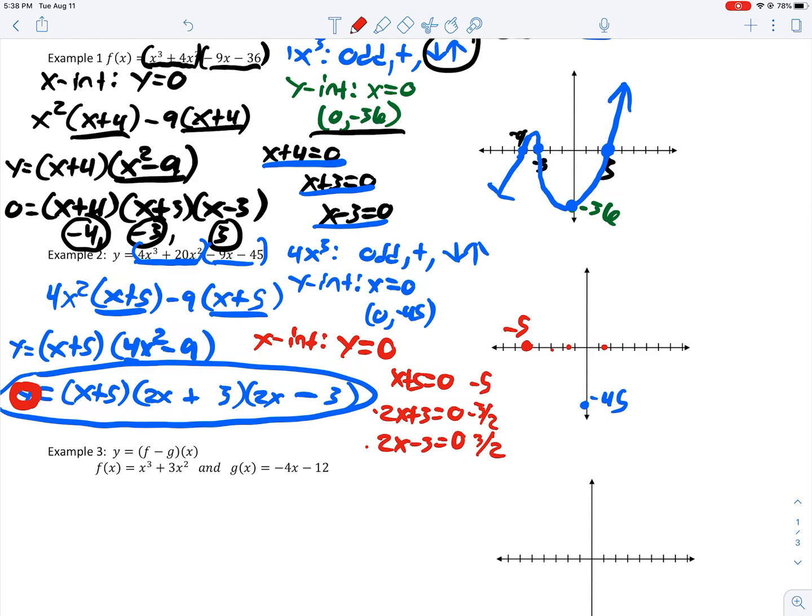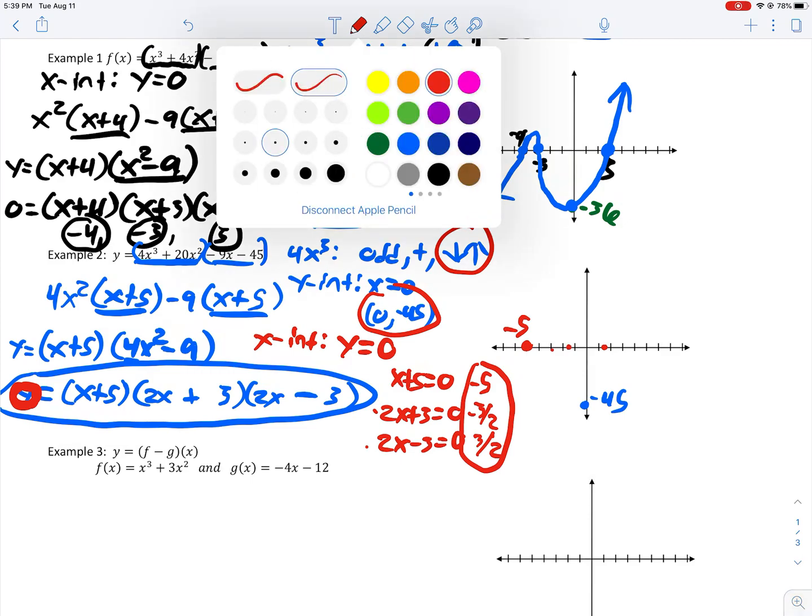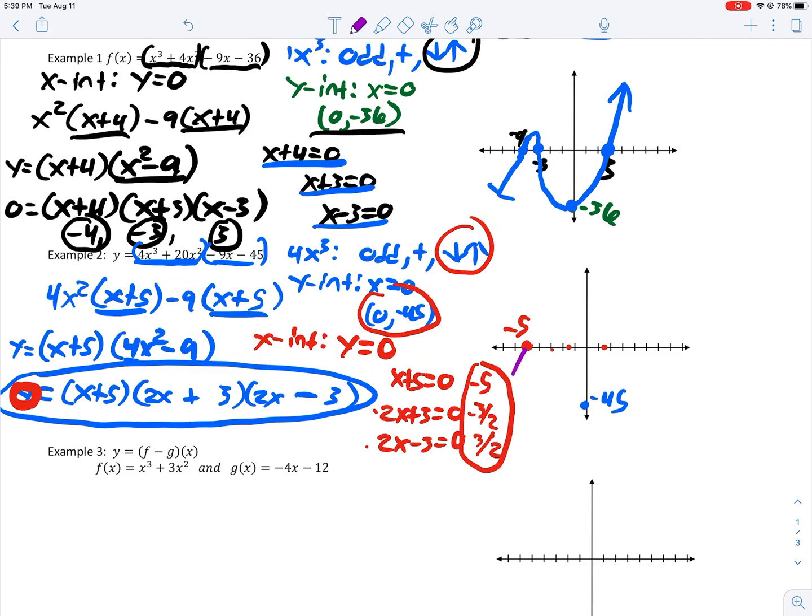So now I have everything I need. I have the end behavior. I have the y-intercept. I have my 3 roots, my 3 zeros, my 3 x-intercepts. So I can sketch my graph. So it starts low. I'm going to go through the point negative 5 over to negative 3 halves, because again, x plus 5 only occurs once. It's going to pass through negative 3 halves down to negative 45, back up to positive 3 halves, and through. Again, each factor only occurs one time, so it passes through all 3 of those.